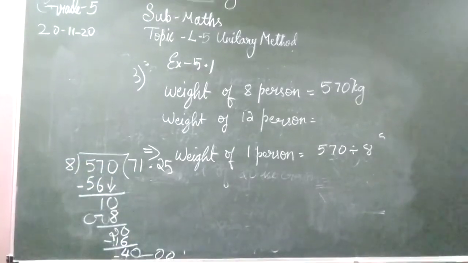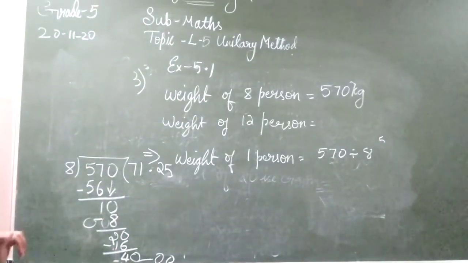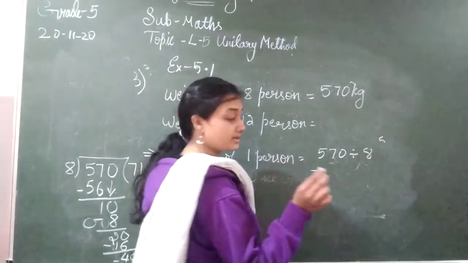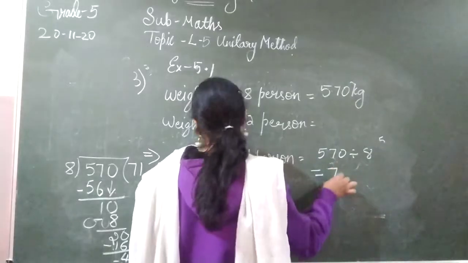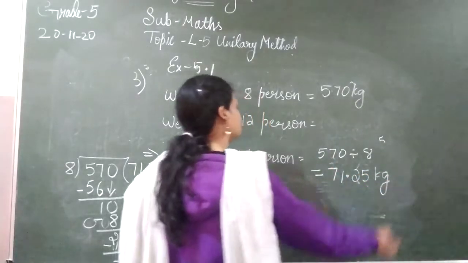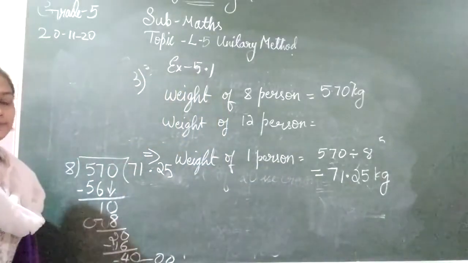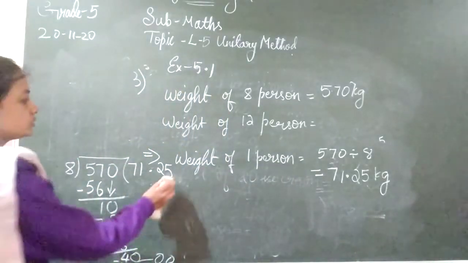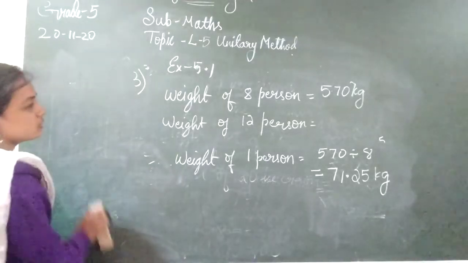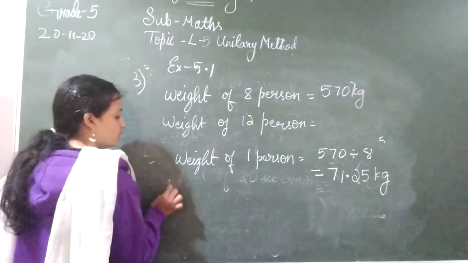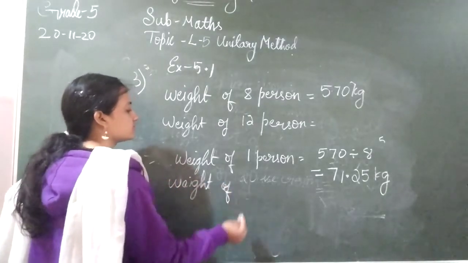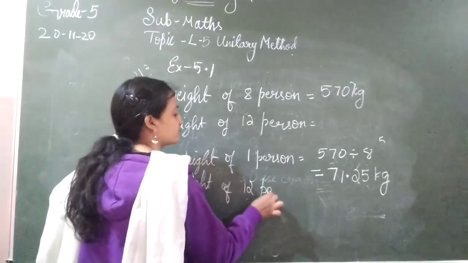So what is the quotient I got? I got 71.25. So the weight of 1 person is 71.25 kg. This is the weight of 1 person. Now second step, what will I follow? I can find the weight of 12 persons.